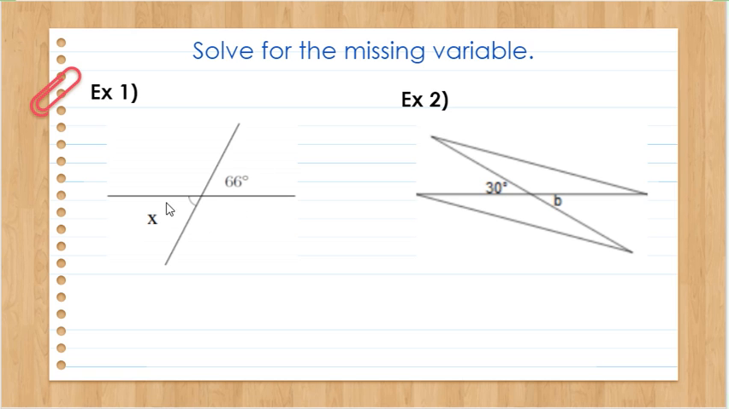So first, identify the relationship. So the vertexes touch. Okay, they're across from each other. So these are vertical. And since we know this angle is 66 degrees, that means x also equals 66 degrees.